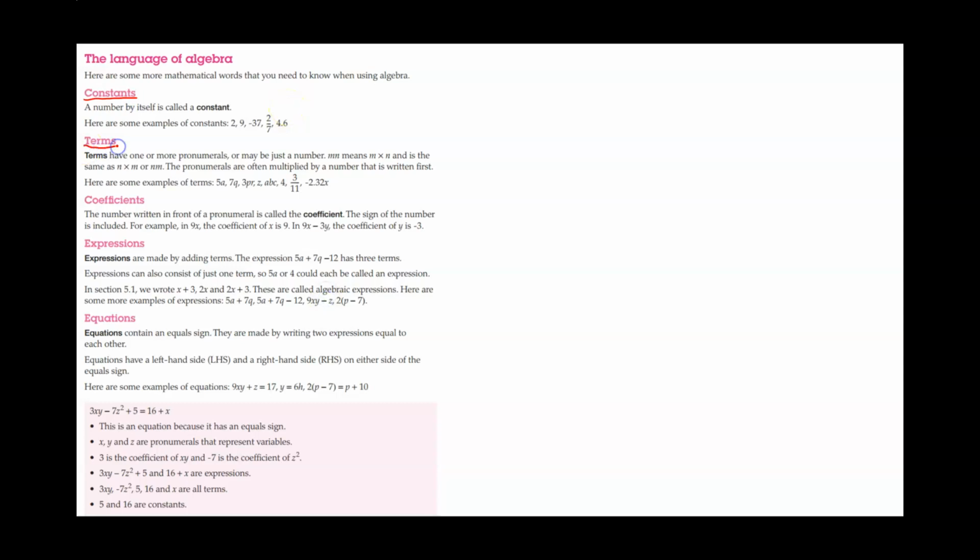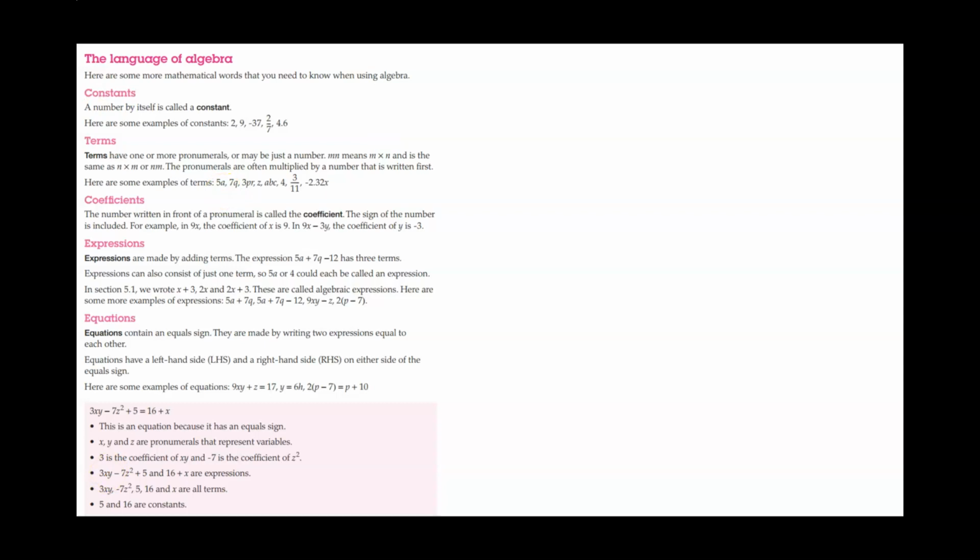Terms, this was not included in the previous video. Basically, terms have one or more pronumerals, or maybe just a number. So for example, m times n means mn. We could actually write m times n as mn. Okay, and it's the same as m times n. So these can be called a term. For example, 5a is a term, 7q is a term.